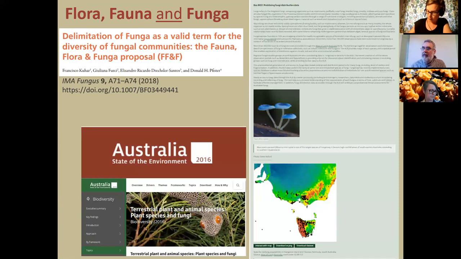And so that means for things like policy, for example, this is the State of the Environment report for 2016. Now, previous State of the Environment reports didn't include anything on fungi. But here we have a page on fungi with a map, and this was provided by Fungimap on request of the people putting the State of the Environment together. So here we have information about fungi, questions about them, and so on, and the maps make them look real.